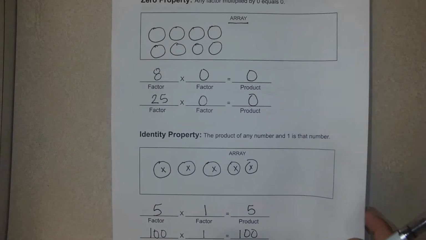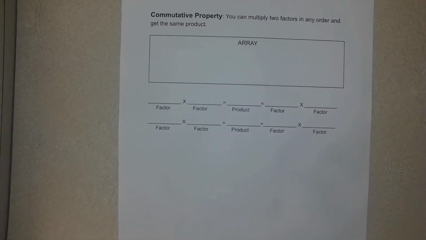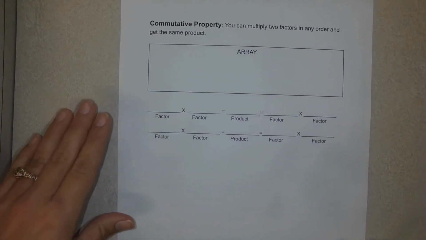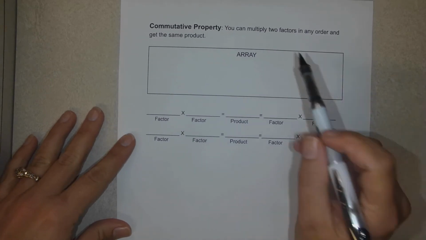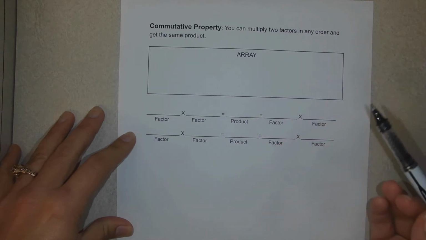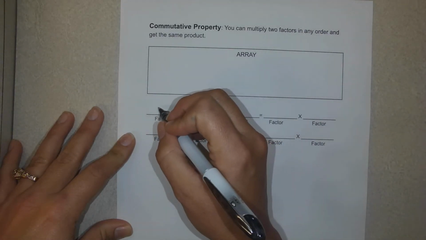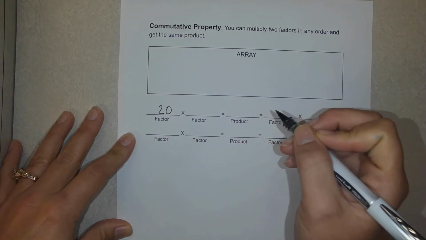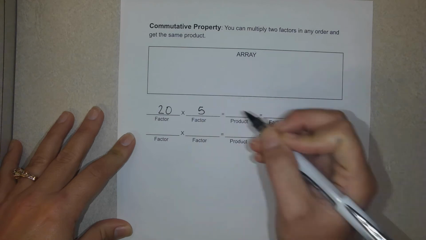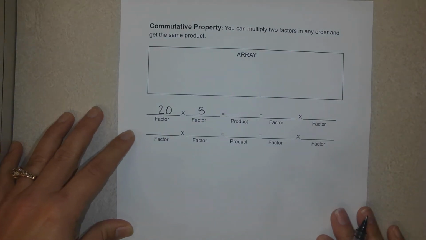The last property I want to talk about today is the commutative property. Now the commutative property is something I use a lot, and I will tell you why. You can multiply 2 factors in any order and get the same product. So let's say I have 20 groups of 5. And I do not want to draw 20 circles.